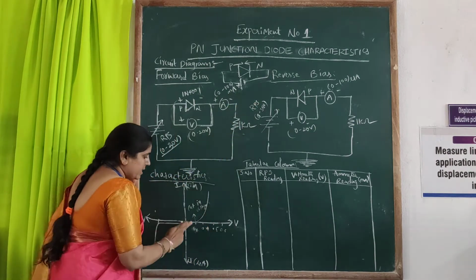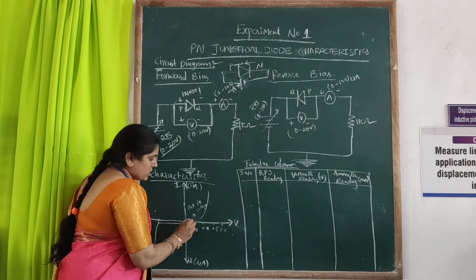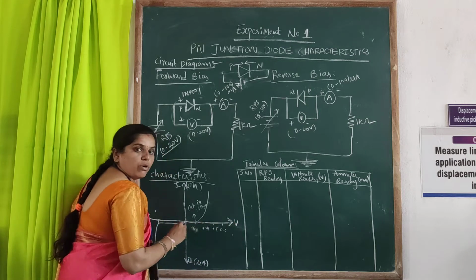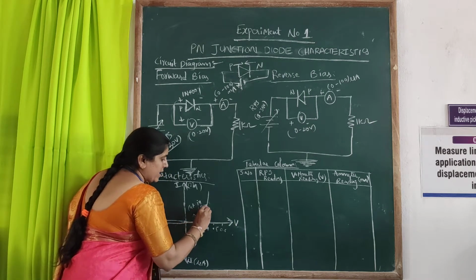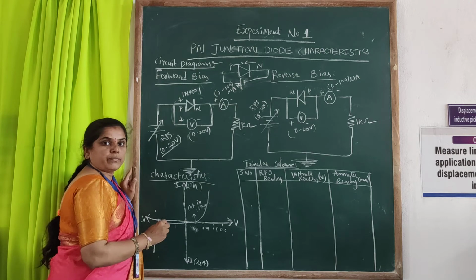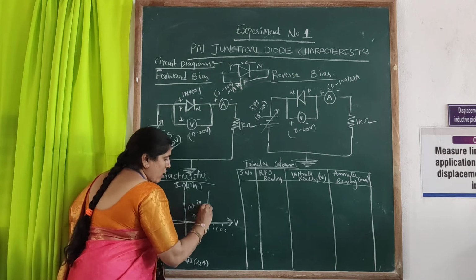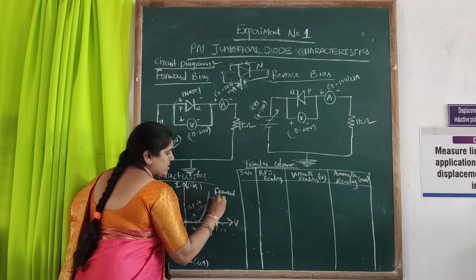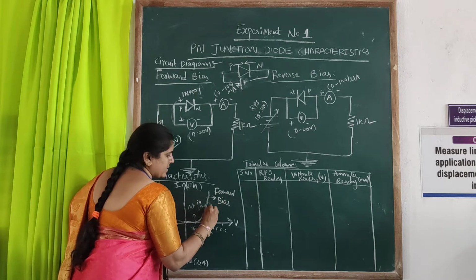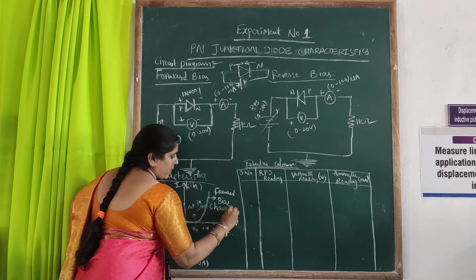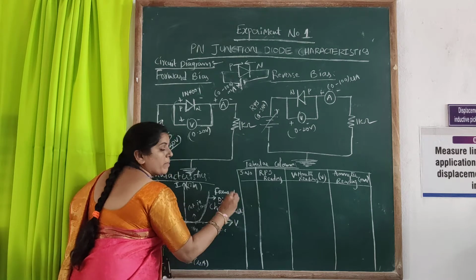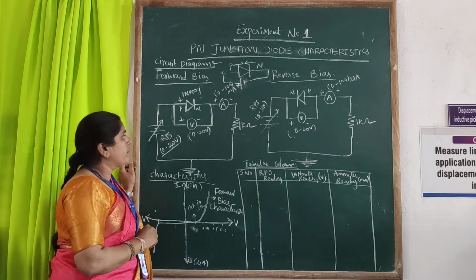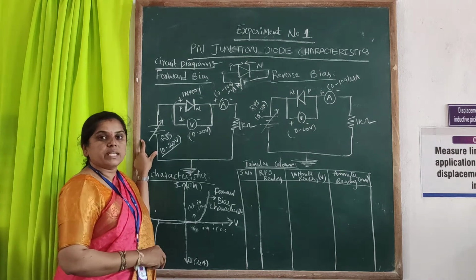See here, this is the characteristics. When we are increasing this applied voltage, then the diode current also increases like this. This is the forward bias characteristics. This is the operation of PN junction diode. Next, what is the procedure?